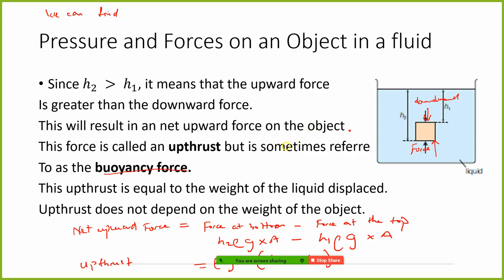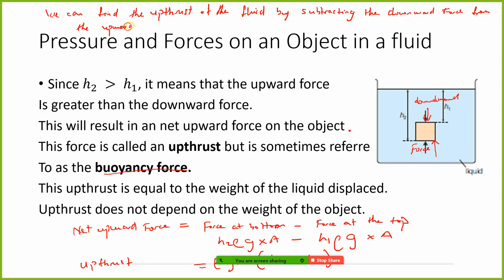So what we're going to look at here is how we can use the force acting at the bottom and the force acting at the top to find out the pressure. We can find the upthrust of the fluid by subtracting the downward force from the upward force.